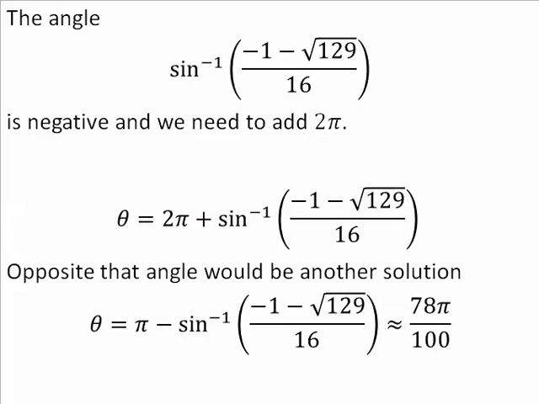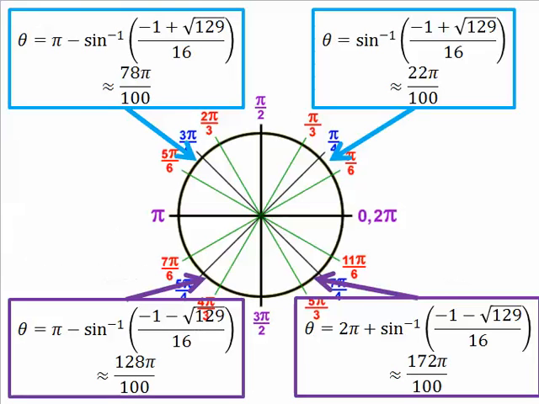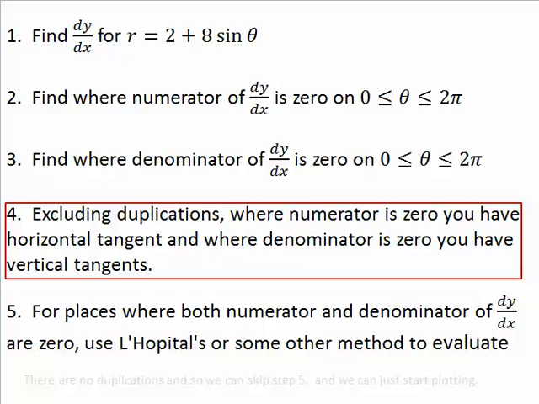So take that value, take my inverse sine and add 2 pi, and that'll give me something that's positive, and it will be in the fourth quadrant. And then opposite that, same as before, you have to go pi minus that, and so those are my other two solutions. Okay, now step 4, excluding duplications. Let's just stop right there. We have no duplications. Now that's really good because it means we can skip step 5.